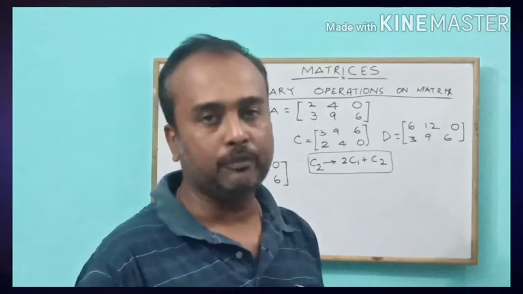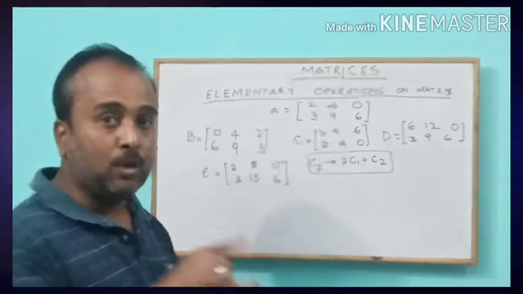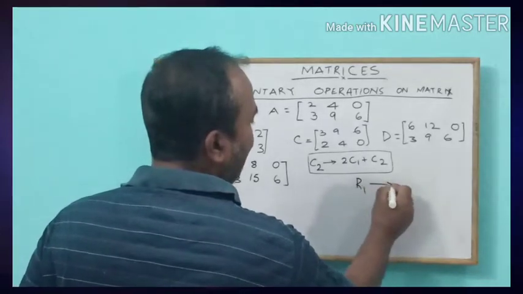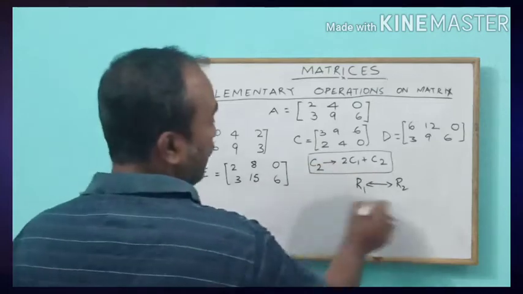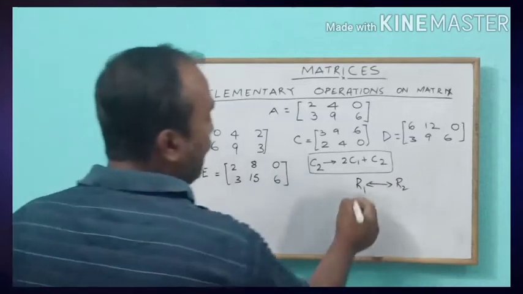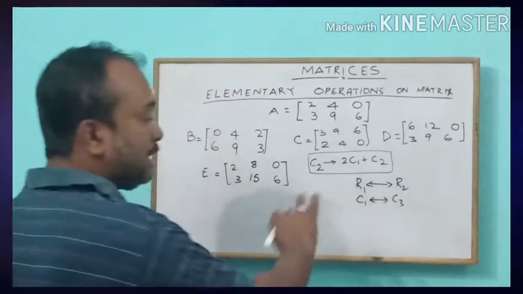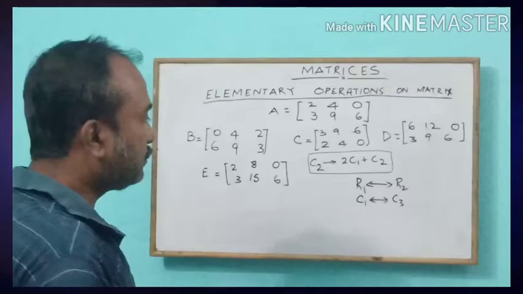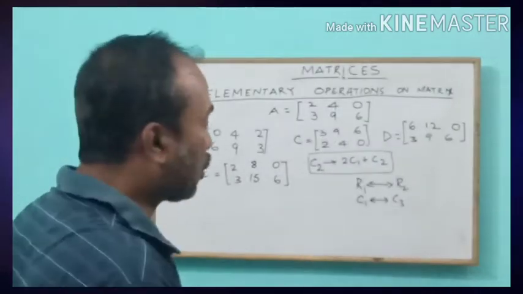Means interchanging the position of the rows. Means first row I change to second row. So in that case, what is the notation? Suppose I change the first row to second row, then we write like this. This is very important. By notation, we understand what operation we are going to perform. If I write C1, C3, that means C1 is placed in place of C3 and C3 is placed in place of C1. Now, this is the first category, that is interchanging of the rows or columns.